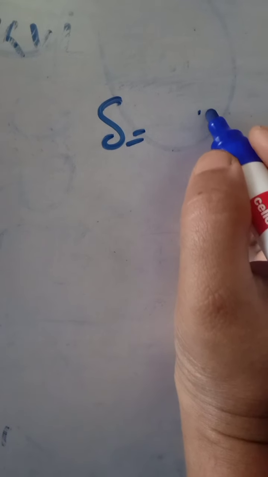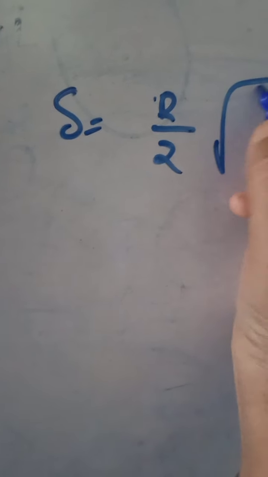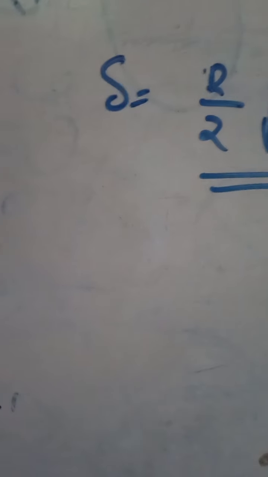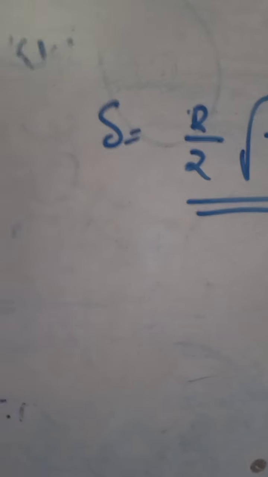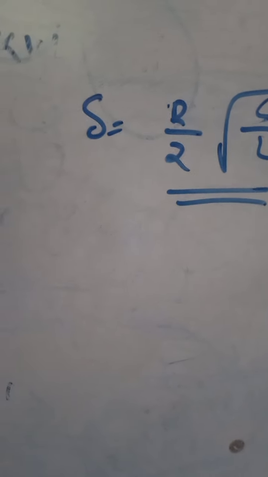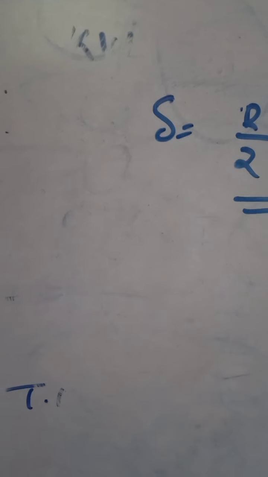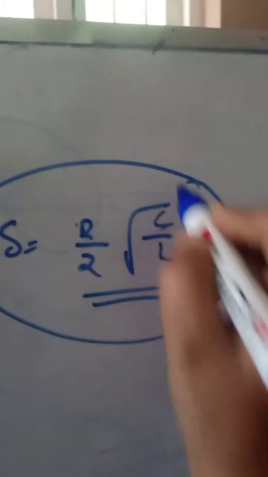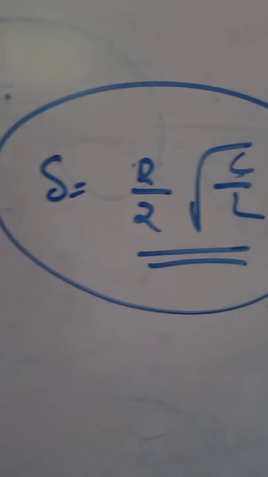So substituting, you will get delta is equal to R by 2 into root of C by L. Sorry, R by 2 into root of C by L. When you substitute here for omega n, you will get the equation for delta. Delta is equal to R by 2 into root of C by L. That is the equation for delta in terms of the passive components R, L and C.